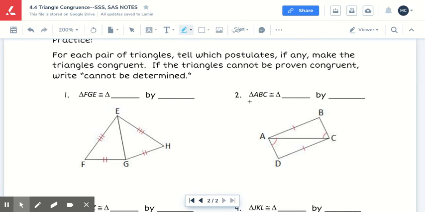Okay, so we have a little bit of practice here. This would be a good place to pause the video and try number 1 and number 2, and then come back and see how you did. The directions say, for each pair of triangles, tell which postulates, if any, make the triangles congruent. And if the triangles cannot be proven congruent, then write cannot be determined.